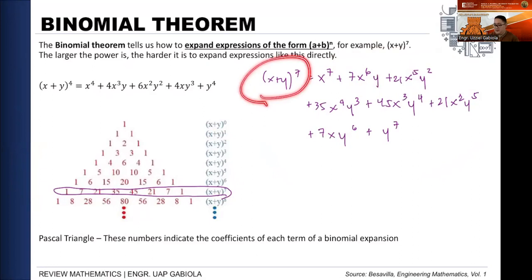Okay? Eh paano kung hiningi sa inyo is ano yung magiging halimbawa ika-25th na term kapag (x plus y) raised to 50?